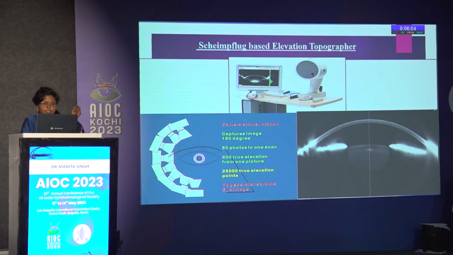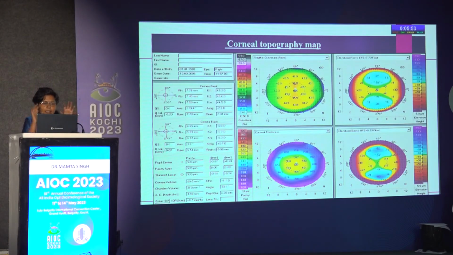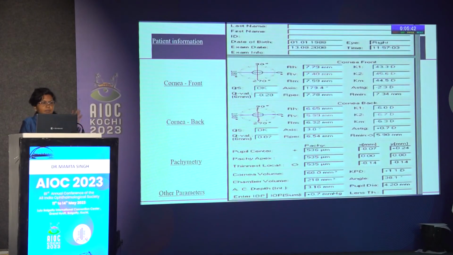So they consider nearly 25,000 true elevation points to give the actual picture of the corneal surface, and even the finer movements of the eye get negated because of the presence of a second camera. And if we go through a typical topographic map, it has got two parts. One on the left side where we can see certain digits, and on the right side, we can see certain color-coded maps. So if we start from the left side, from the top, it is patient information, then the corneal front surface, back surface of the cornea, pachymetry information, and then info about the other parameters.